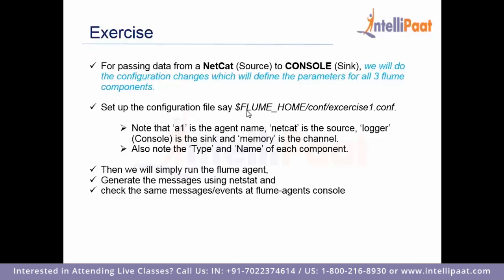After setting the parameters in that configuration file, we will create one configuration file, exercise1.conf. Inside that we will define the three components, sources, agents and channels, for Apache Flume. After that we will simply run the Flume agent. In the next step, we will generate the messages using netcat and finally check the same message events at the Flume agent console. This is what we are going to do now.